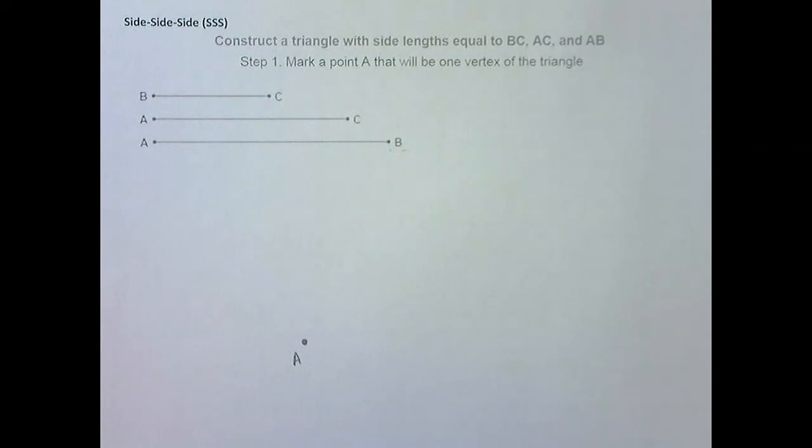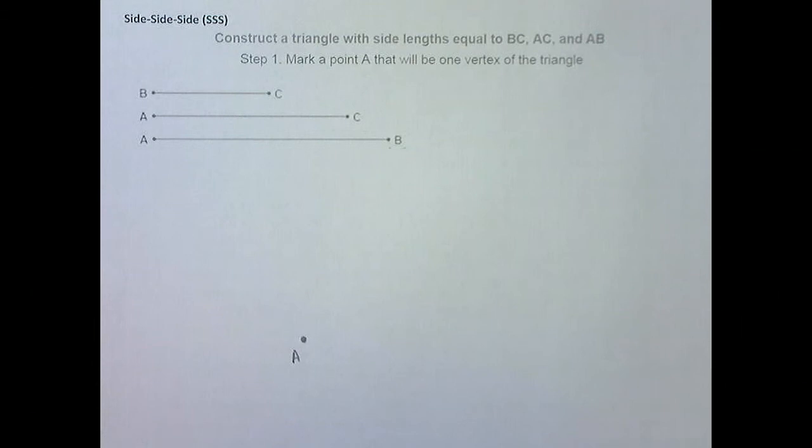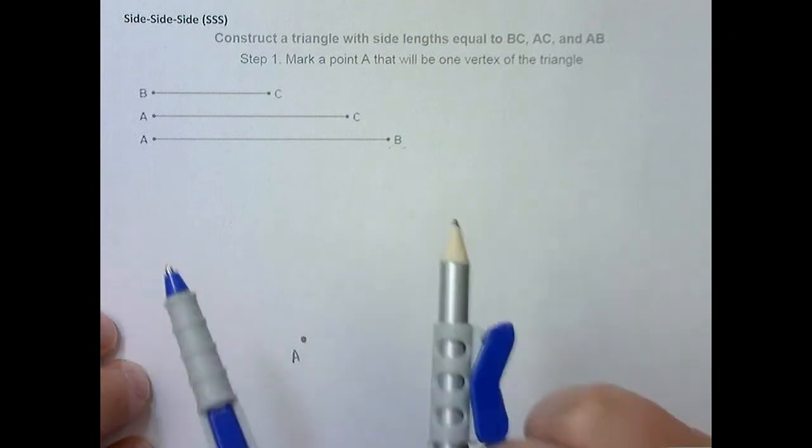Now the first thing you're going to want to do is create one of your points and call it point A. So I've already done that here. And what we're going to do is create a triangle using all three of these segments. So the first thing we're going to do is create segment AB. You can really start with any one you want, but I find it easier to start with the bigger one.